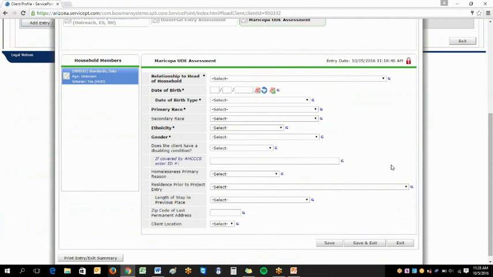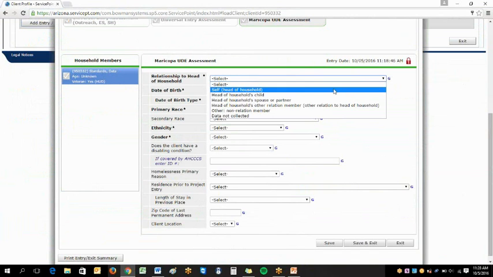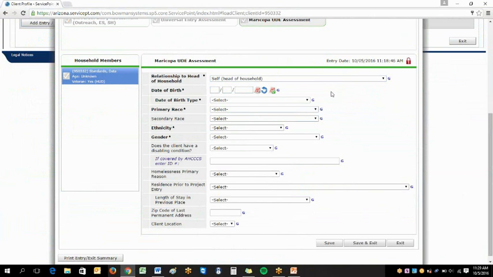Next, we would like to show you what this will look like when completing the Maricopa UDE assessment in the system. We do have our mock client data standards. The first question you will see on the Maricopa UDE assessment is the relationship to head of household. You have the option of self, head of household, head of household's child, head of household spouse or partner, head of household's other relation member, other non-relation member, and data not collected. For this case, this is a single, so we will select self, head of household.